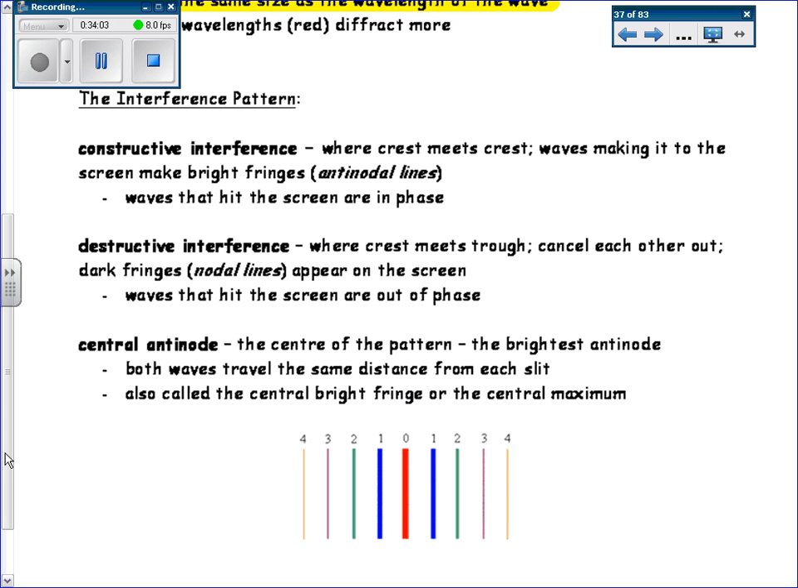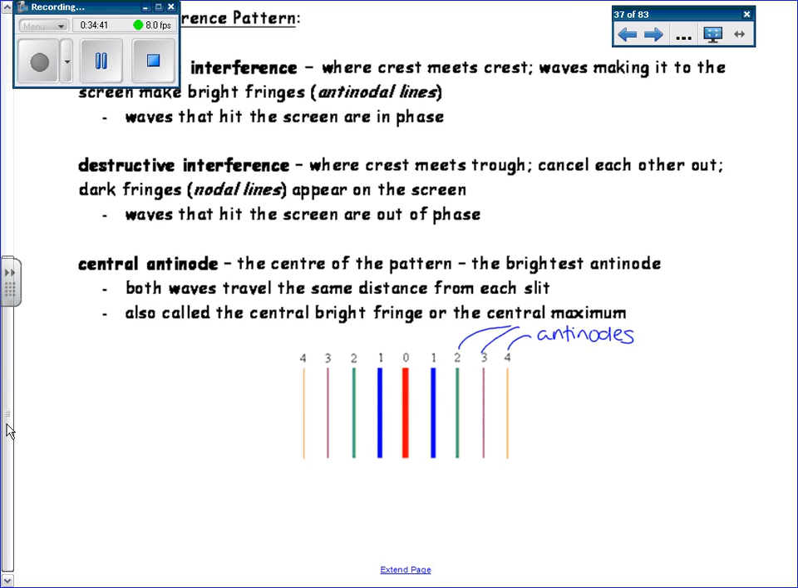Constructive interference is where crest meets crest. Those waves that make it to the screen where crest meets crest are going to make bright fringes, which are called antinodes. So the things that are numbered are all the antinodes. And that is where, like I said, crest and crest meet. Destructive interference is where crest meets trough, and it's where the wave cancels out, it disappears. And you get dark fringes, or what are called nodal lines, and that's the spaces in between.